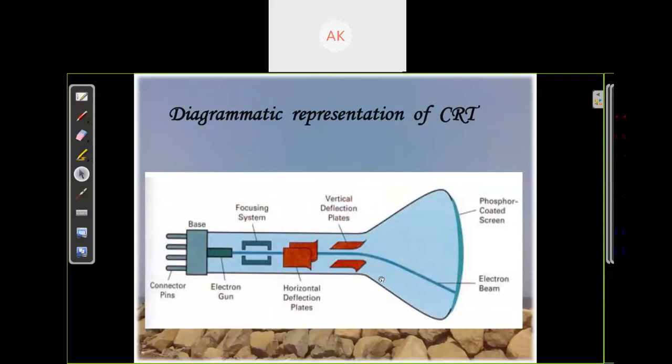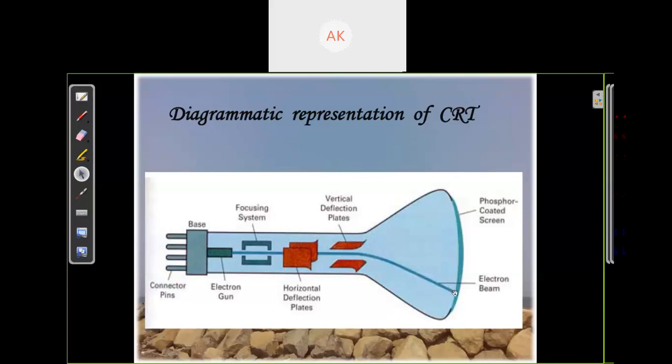And lastly, when this electron beam strikes this phosphorus screen, a spot of light is produced. How is this spot of light produced? When the electron beam is hitting the phosphorus screen, the beam has energy. First, it is kinetic energy.